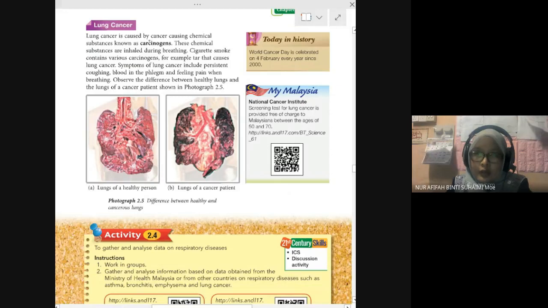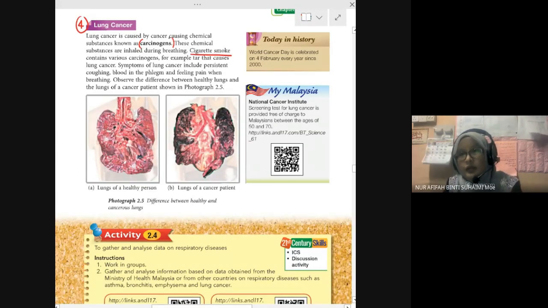Okay, number 4, lung cancer. Lung cancer is caused by cancer-causing chemical substances known as carcinogens. This carcinogen we can also find in cigarette smoke. Carcinogens cause lung cancer. Okay, what is cancer actually? Cancer occurs when your cells grow rapidly. Your body cells grow rapidly.